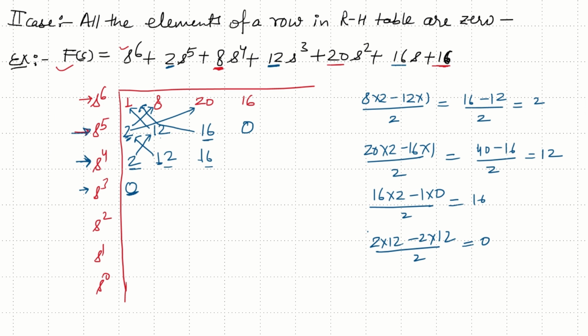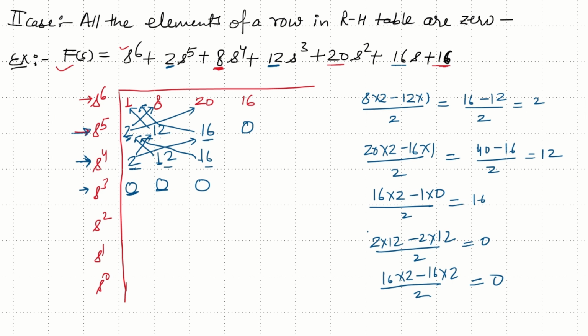Again, the next term is 2 into 16 minus 16 into 2, divided by 2. So this will also be 0. So you will see that all the coefficients of s to power 3 will be 0. So this is the calculation here.